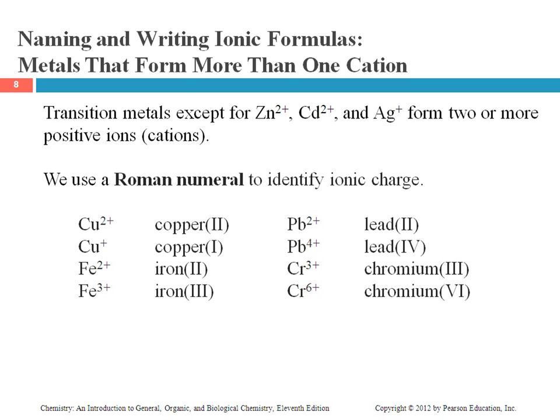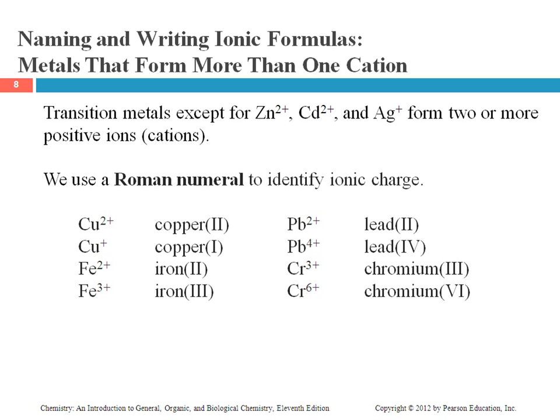However, transition metals, except zinc, cadmium, and silver, form 2 or more positive ions. So this means that copper could be represented as having a 2+ ionic charge, or it could have a +1 ionic charge. Okay, and the list can go on as you see here, and so it means that they vary. So what we're going to have to do is determine the ionic charge based upon what nonmetal it's bonded with.